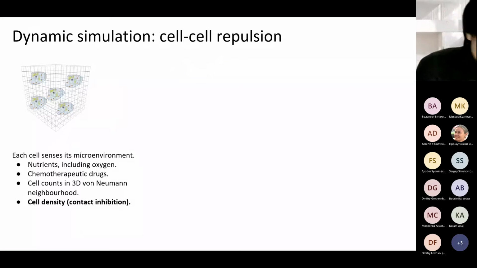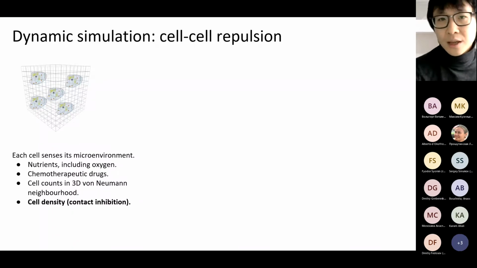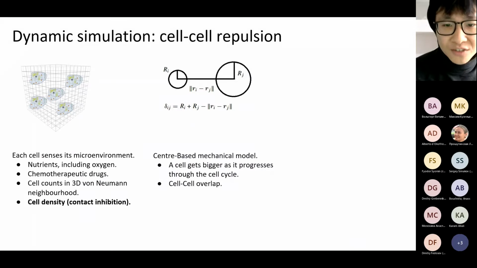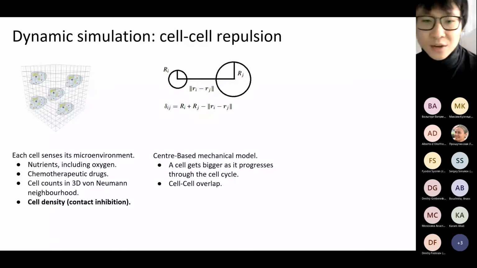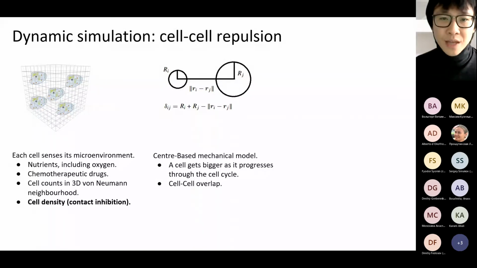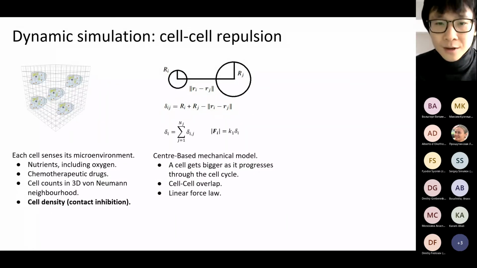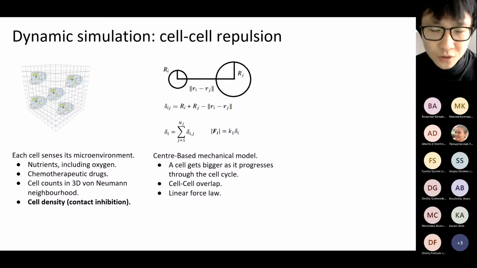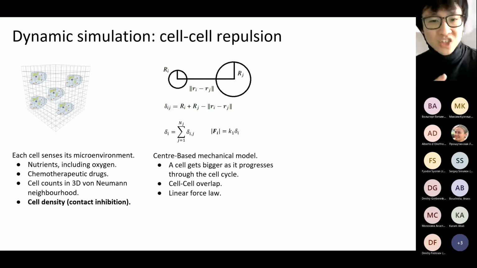I have told you that the cells can overlap, and when that happens, it's contact inhibition, which will inhibit cell cycling. And to model cell-cell repulsion to resolve the overlap, I use a center-based mechanical model. As a cell gets bigger in the cell cycle, it overlaps more. And I use a simple equation to calculate the extent of overlap. And using the total overlap, I just plug it into a linear force law to calculate the net force acting on that cell.